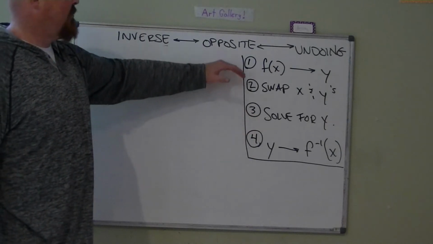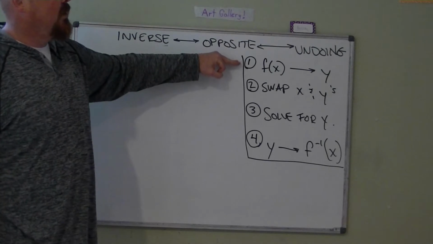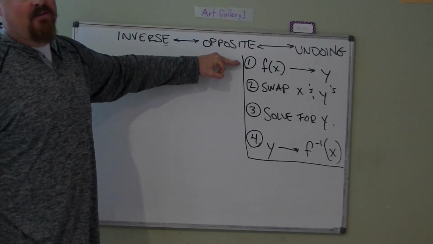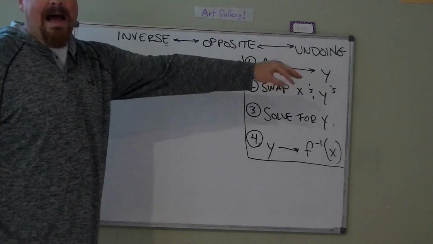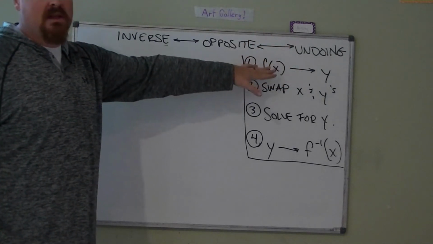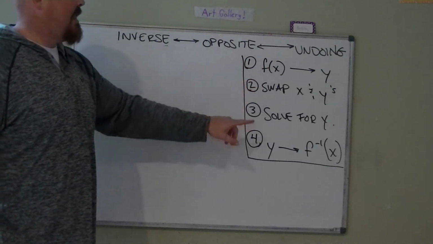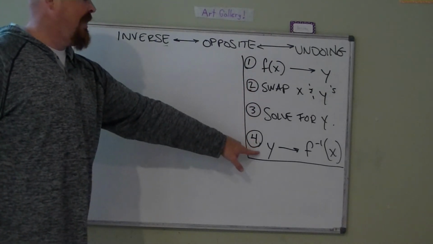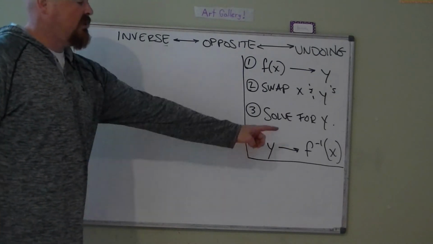Okay, you're going to be given a function. We're going to go through 3 examples. I'll probably do 3 different videos. We're going to go through examples where we have a function written in terms of f of x. Change the f of x to a y. Very simple step, right? Literally just take out the f of x, put a y in its place. Then we swap the x and the y's, we solve for y, and then the last step, again, you just change the y to an inverse notation that looks like that.